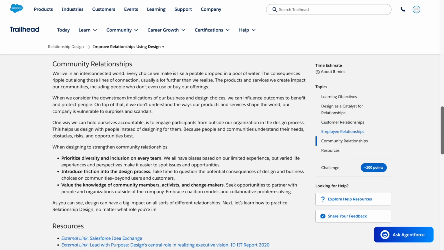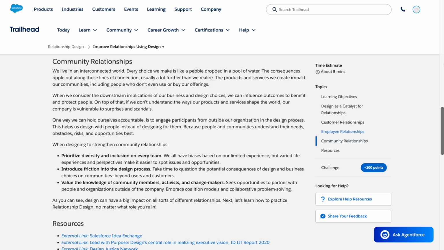Community relationships. We live in an interconnected world. Every choice we make is like a pebble dropped in a pool of water. The consequences ripple out along those lines of connection, usually a lot further than we realize. The products and services we create impact our communities, including people who don't even use or buy our offerings. When we consider the downstream implications of our business and design choices, we can influence outcomes to benefit and protect people. On top of that, if we don't understand the ways our products and services shape the world, our company is vulnerable to surprises and scandals.